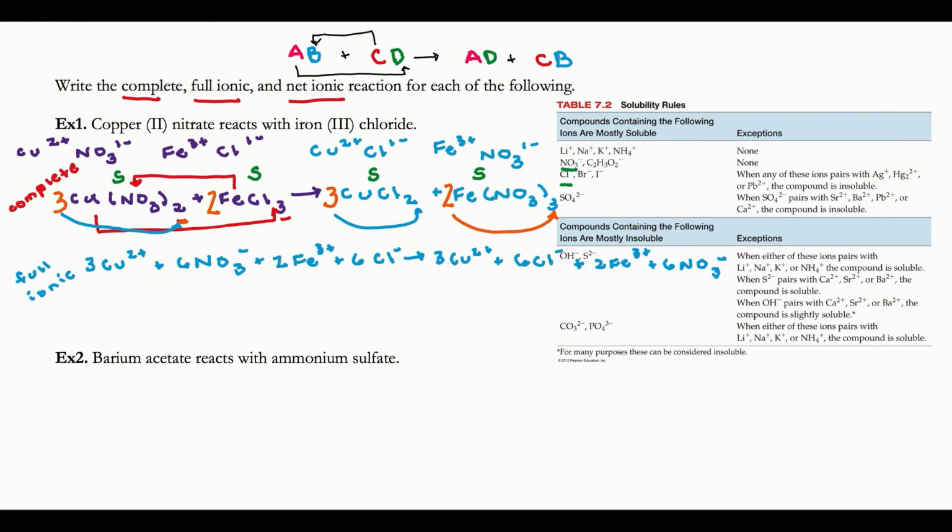Now I'm going to write my net ionic. For my net ionic, anything that stays the same on the reactant and product side is going to be crossed out. So notice, coppers are the same, nitrates are the same, irons are the same, chlorines are the same. So for this reaction, since everything is soluble, there is going to be no net ionic reaction. Because ultimately, if I combine those 2 substances together, copper nitrate and iron chloride, we wouldn't observe anything. Nothing would happen because everything is soluble. Okay, let's look at the next example.